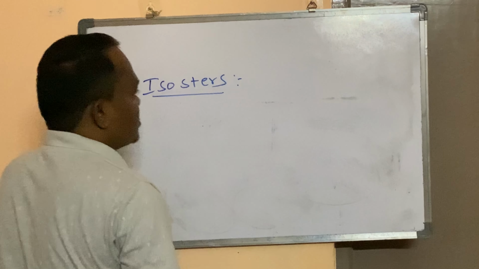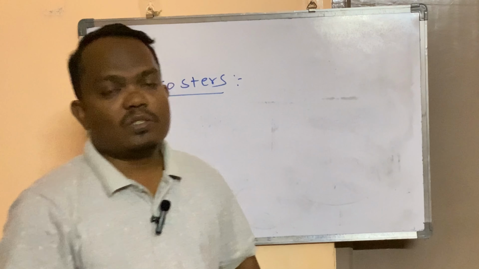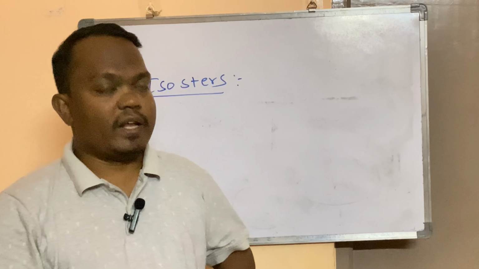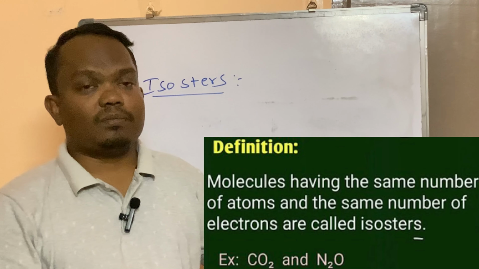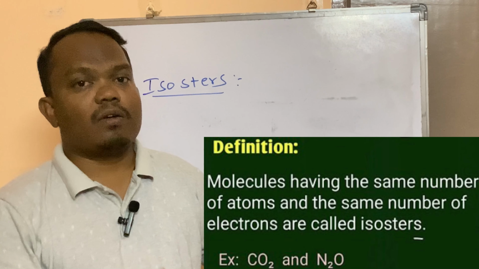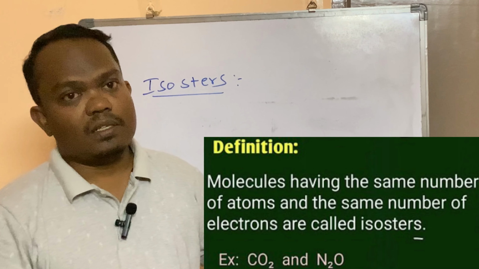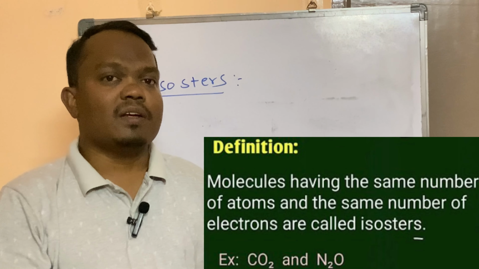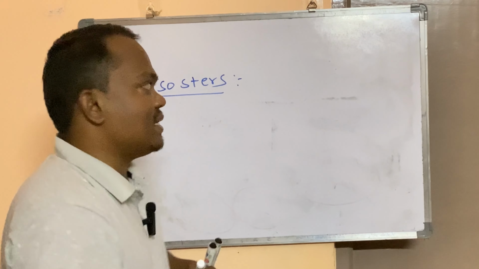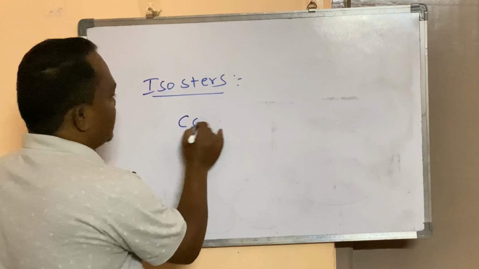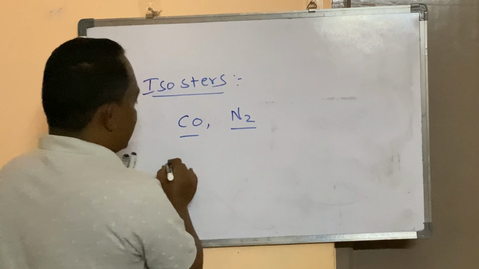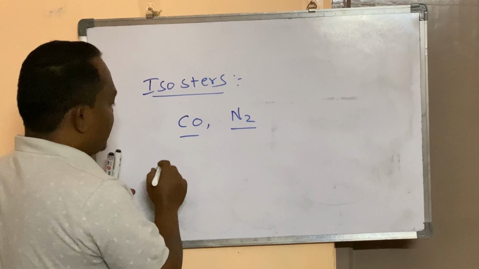What do you mean by isosters? Isosters are species that have the same number of atoms and the same number of electrons. Now I am taking here the example of carbon monoxide and nitrogen. These are molecules that contain the same number of atoms and the same number of electrons.